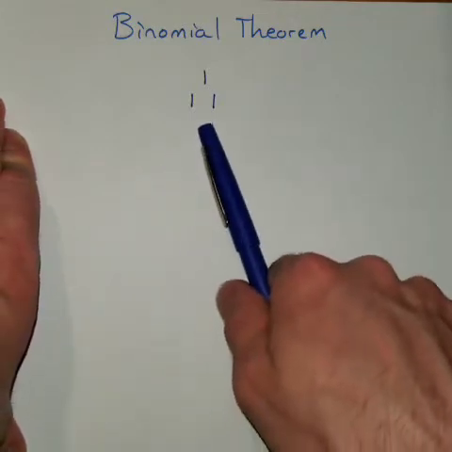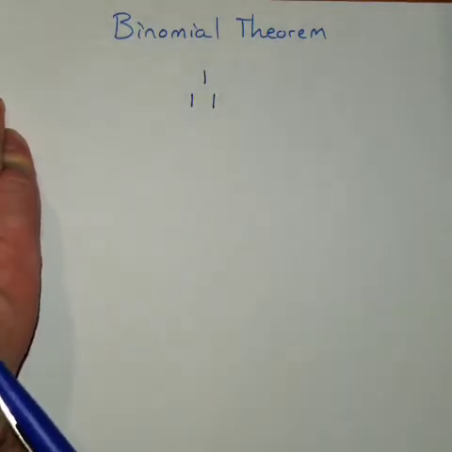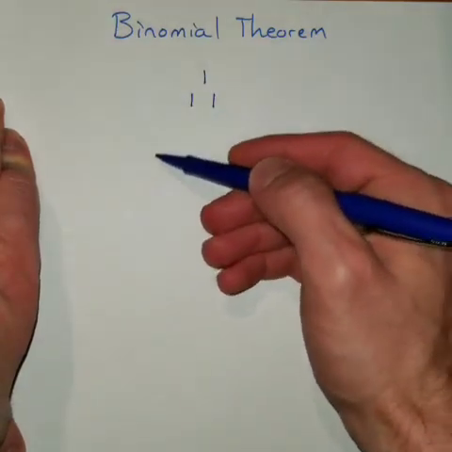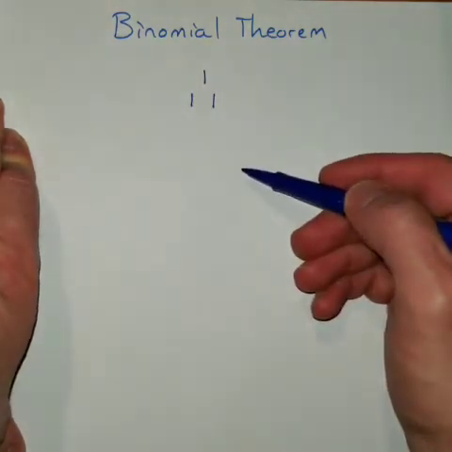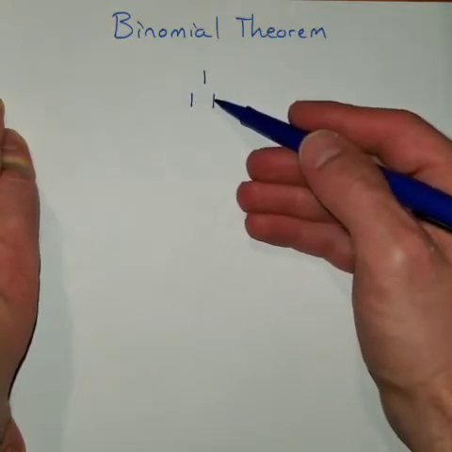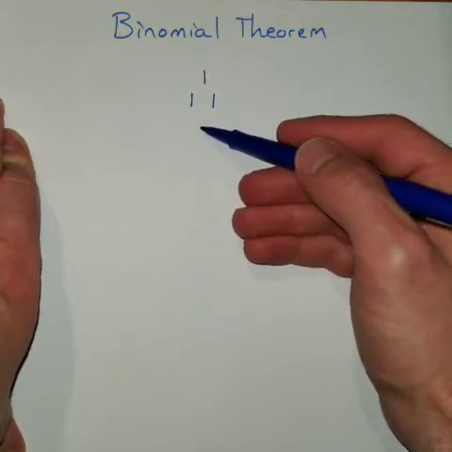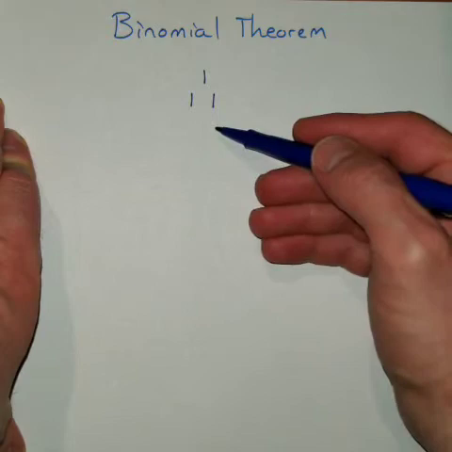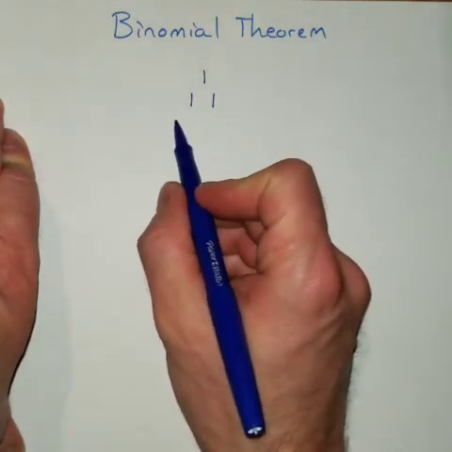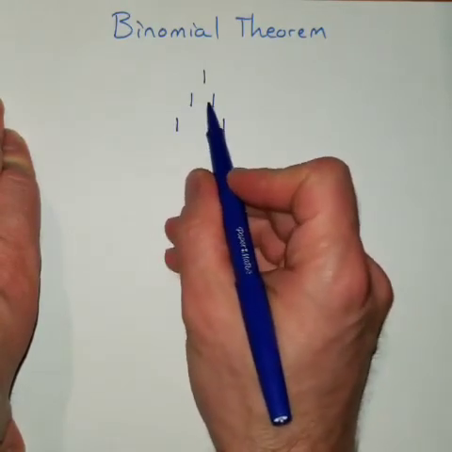Now from there I'm going to build a triangle with successive rows coming down, and each row is going to start with a 1, end with a 1, and in the middle we use the sum of the 2 numbers above that location to give a new number. Each row will have exactly 1 more number than the row above it. So the next row would start with a 1, end with a 1, and in between you have the sum of the 2 numbers above.